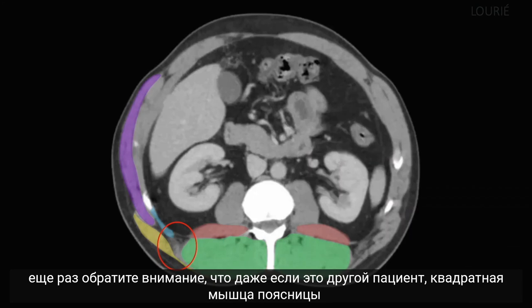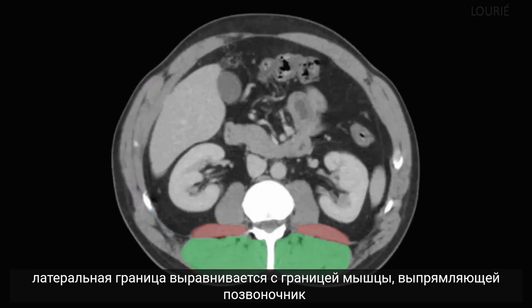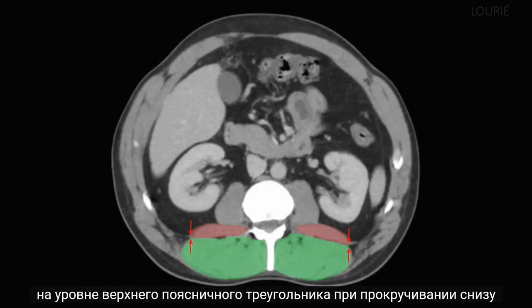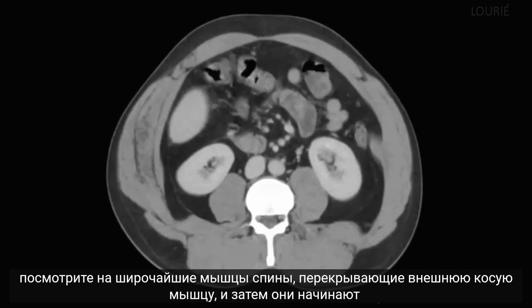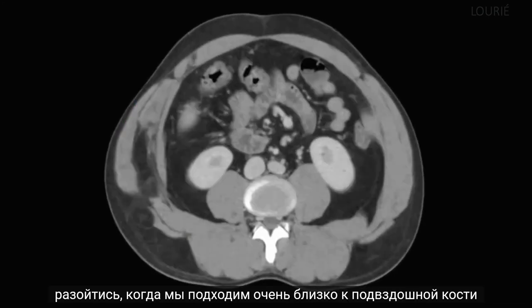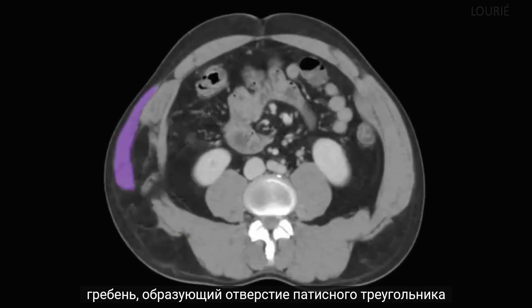Note again that even though this is a different patient, the quadratus lumborum lateral border lines up with that of the erector spinae at the level of the superior lumbar triangle. As we scroll inferiorly, look at the latissimus dorsi overlapping the external oblique, and then they begin to gap apart as we get very close to the iliac crest, forming the opening of Petit's triangle.